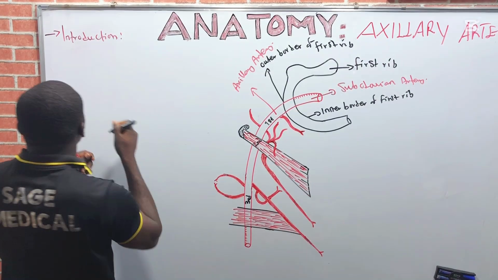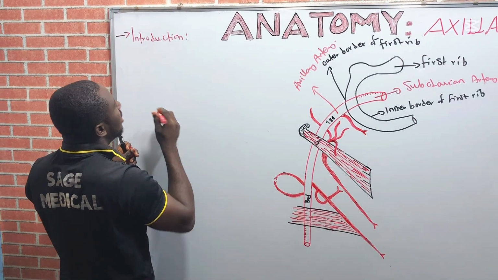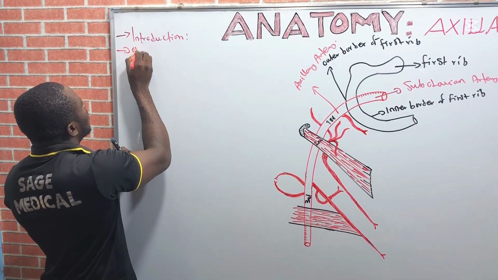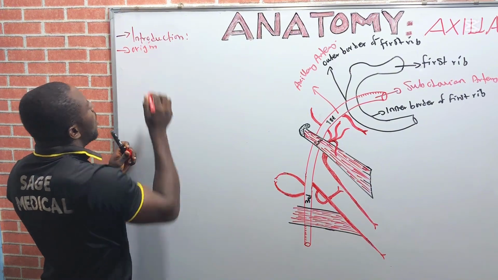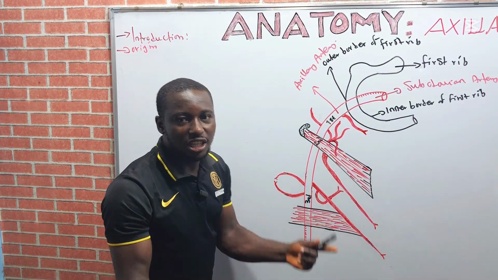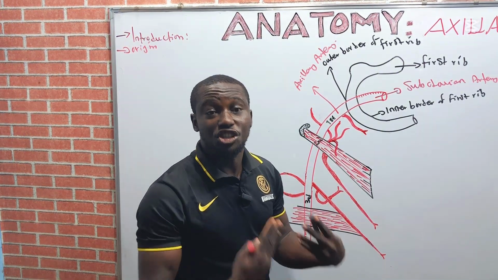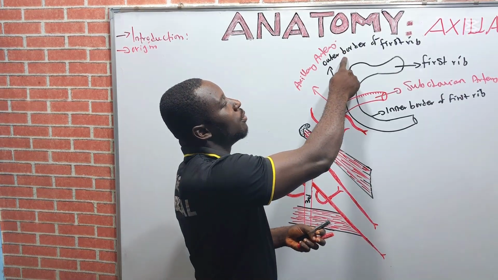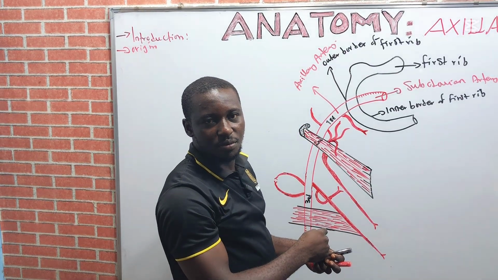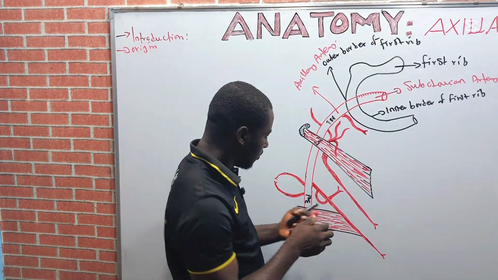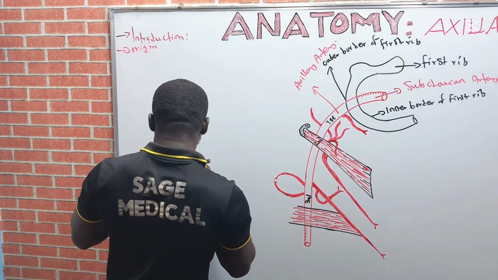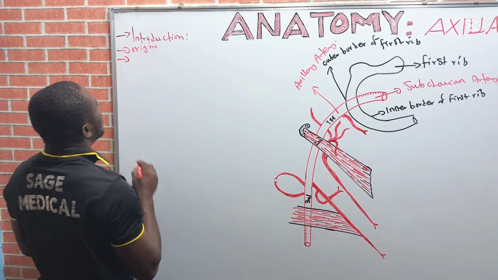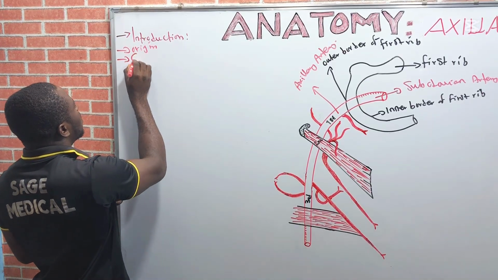So the next outline here is the origin. Where does the axillary artery originate? That is the origin. Where does it originate, right? It originates at the level of the outer border of the first rib. That is the origin, right? Let's talk about the next outline, which is the course.